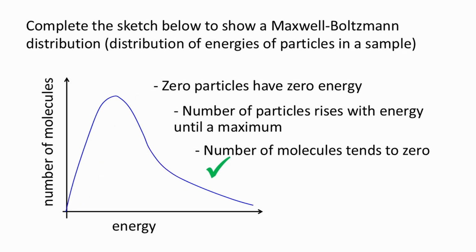This is also a correct representation of the Maxwell-Boltzmann distribution that I have seen in exams. In the previous example, the number of molecules increased gradually as energy increased. In this example, the number of molecules rises rapidly as energy increases.